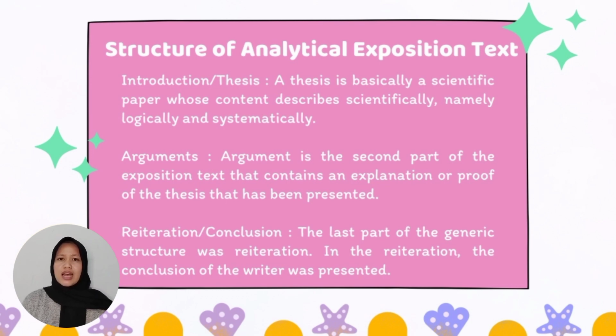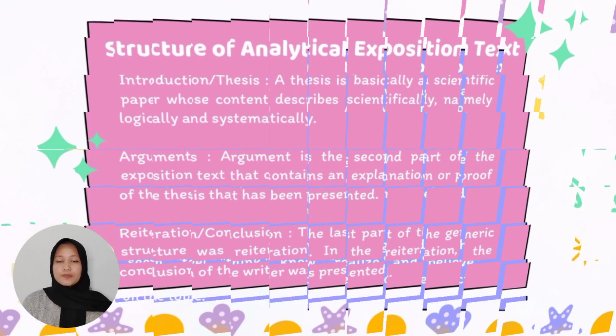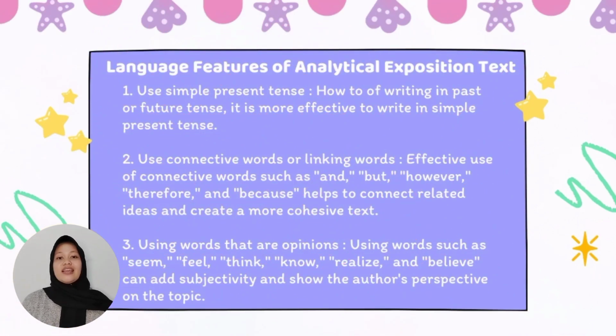The last is reiteration or conclusion. The last part of the generic structure is reiteration. In the reiteration or conclusion, the conclusion of the writer is presented. The next is language features of analytical exposition text. First is use simple present tense. Writing in past or future tense is possible, but it is more effective to write in simple present tense.